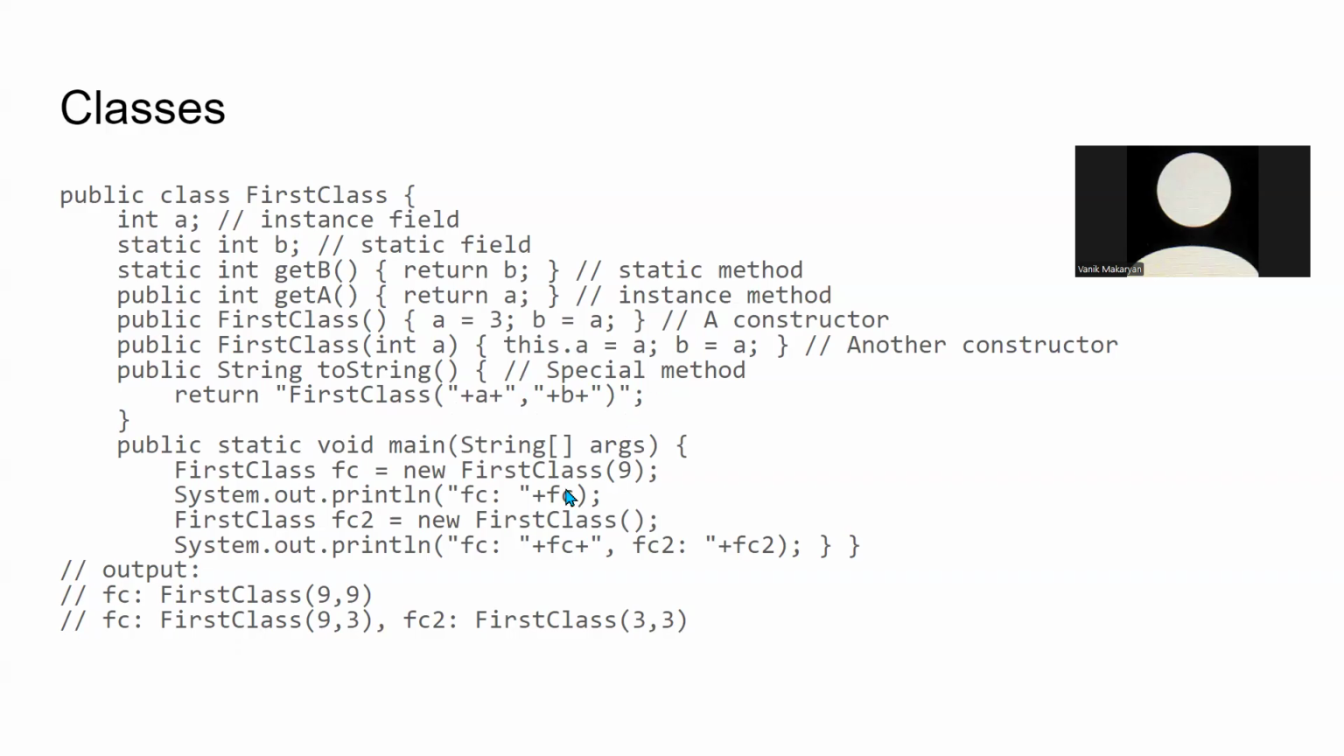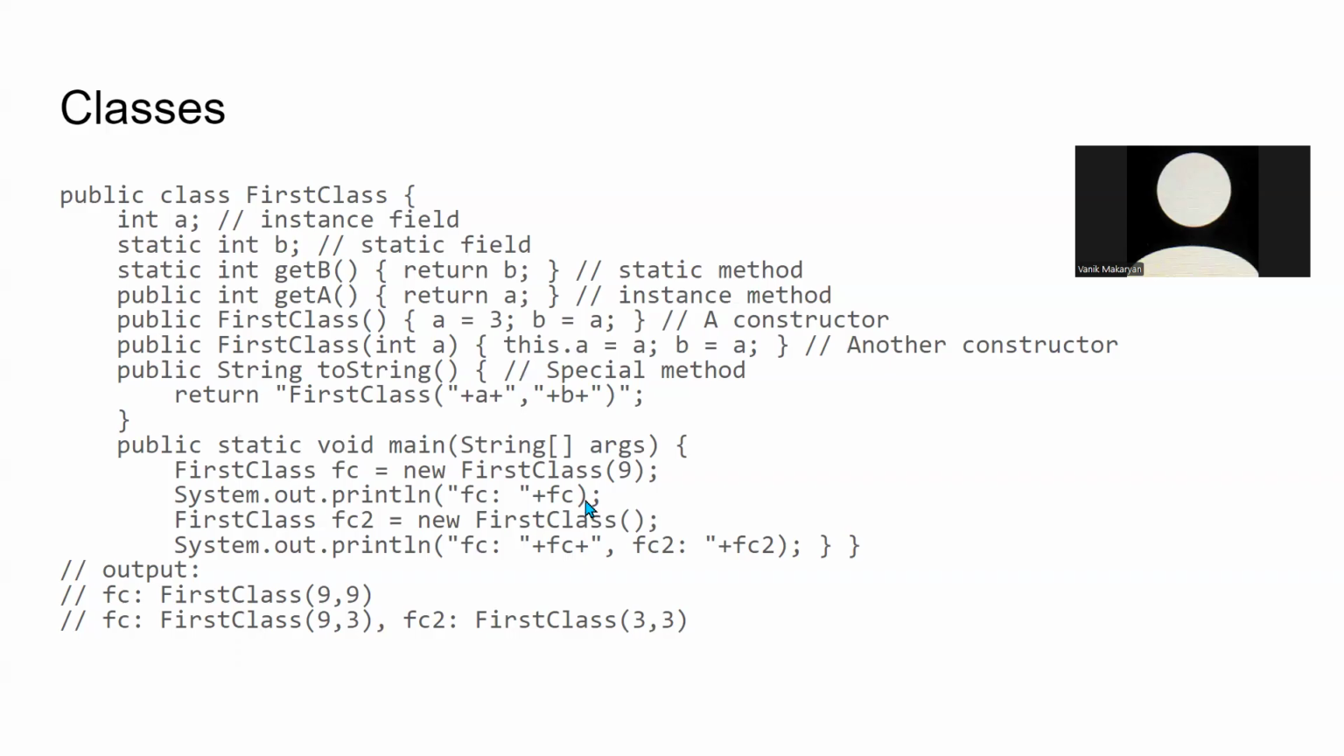Then I have my public static void main. Now I declare FirstClass FC. I declare that variable FC, and then I allocate that object with the value 9. Now, when I print it out, it's going to print out 9 comma 9. It's printing out A and B. And when I instantiated the class, I set both of those things.